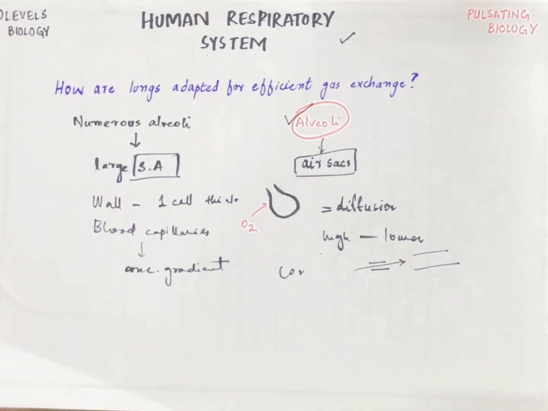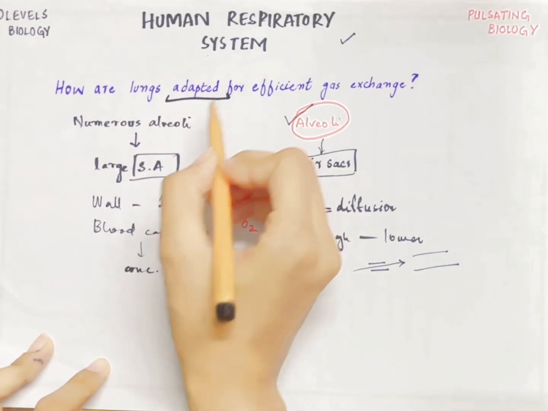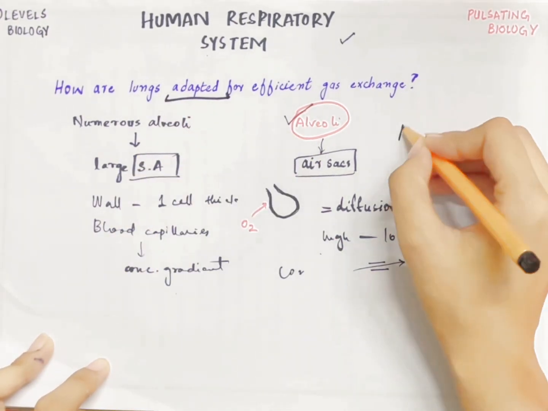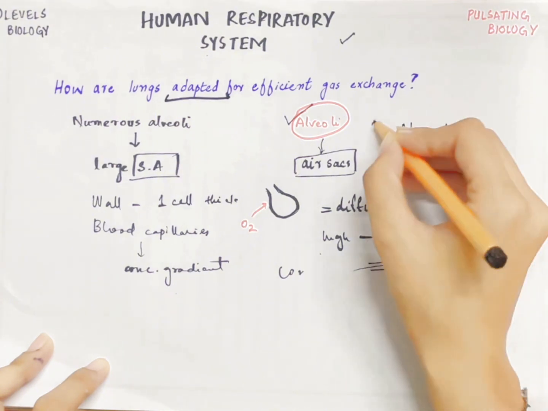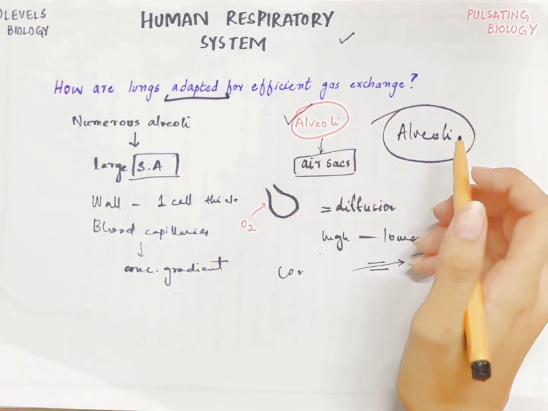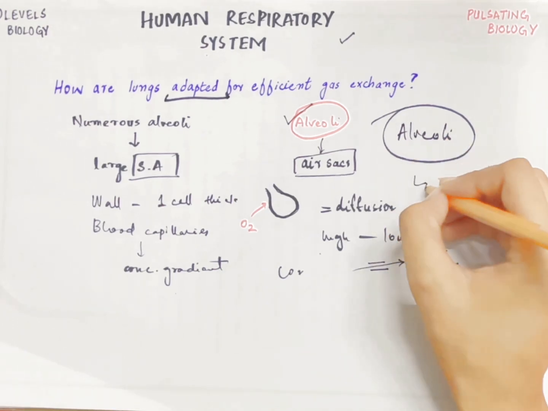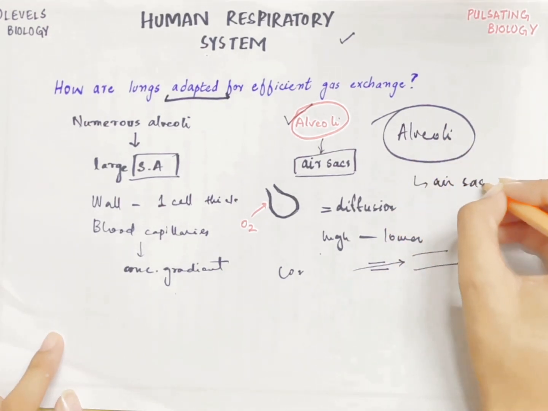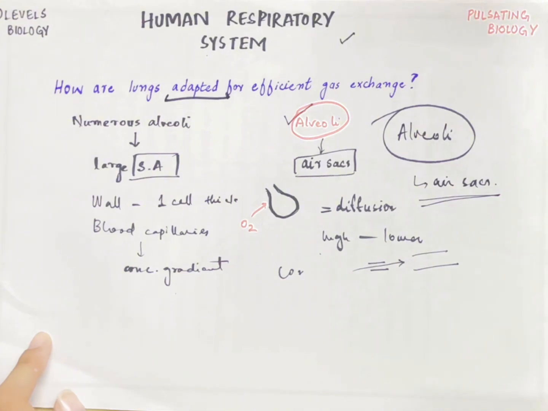After learning about all the organs that are involved in the human respiratory system, the question arises: how are lungs adapted for efficient gas exchange? And the answer for this is one structure that is known as the alveoli. We've talked about the alveoli in the previous slides also, but the alveoli are basically the air sacs that play a very important role and are very important for gaseous exchange.